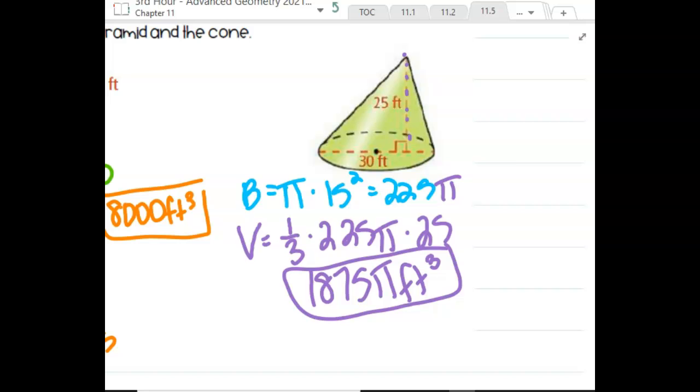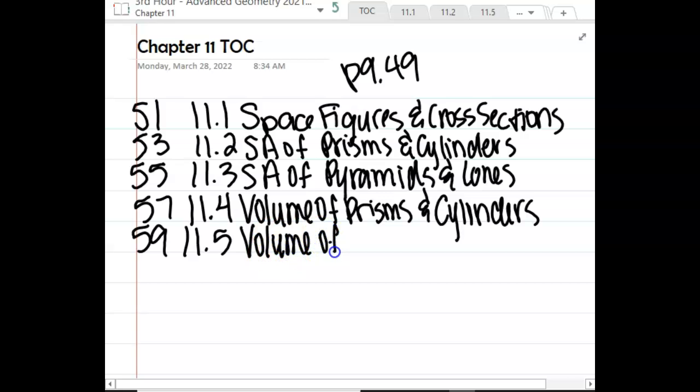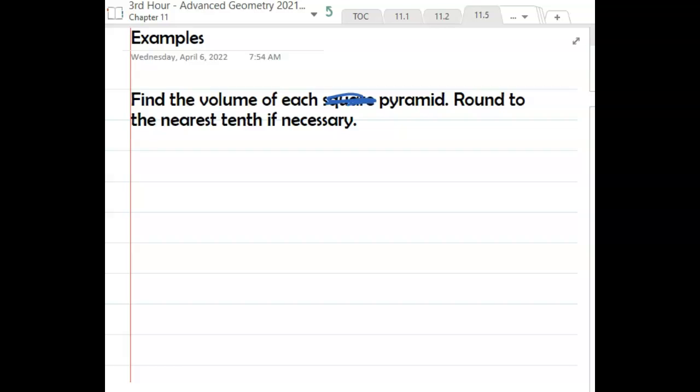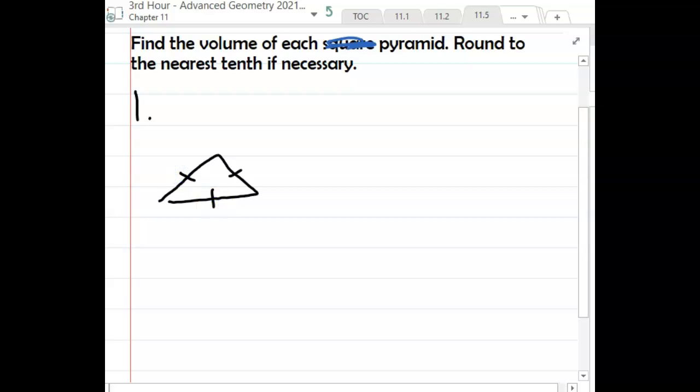That's very simple today. Okay, let's get this glued into page 59, section 11.5, volume of pyramids. Okay, let's go ahead and get going here. So I put on there a square pyramid. We're not going to do a square pyramid. Actually, this first one is going to be a triangular pyramid. And actually, the base is going to be an equilateral triangle.